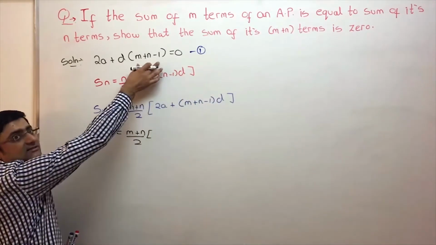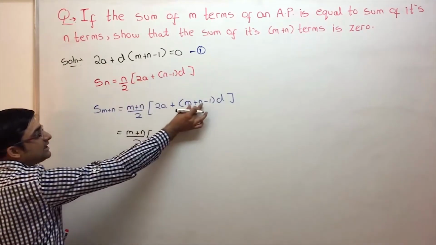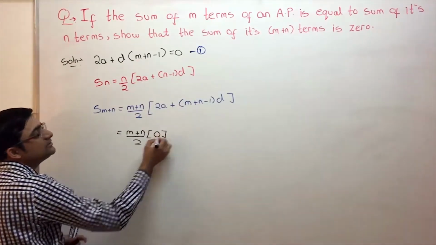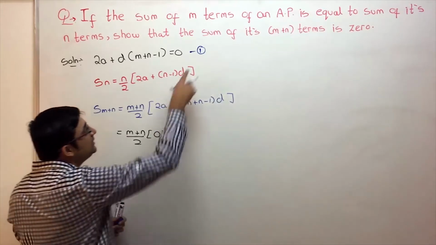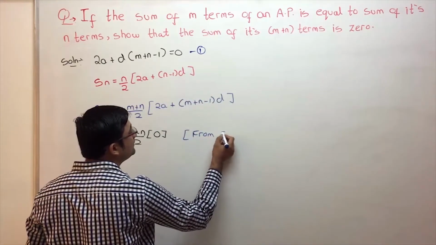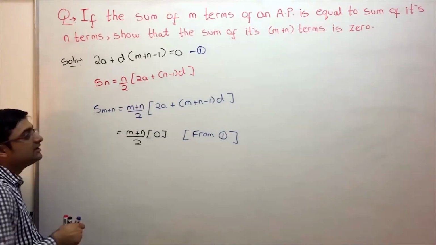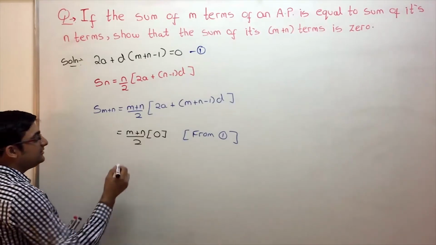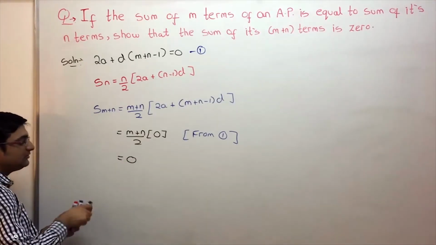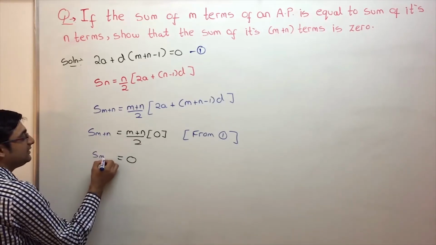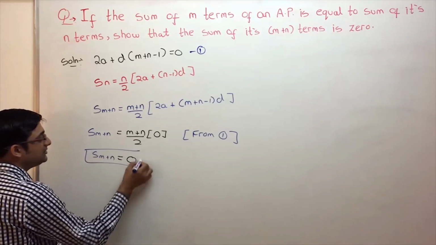This is the same thing as this. See, 2a plus m plus n minus 1 into d. So what is this value over here? This value is 0. Is this clear? Why? Call this 1, so I'll mention in bracket from 1. So this is where we use this result. I repeat, this result and this result is exactly the same. So this result is 0. Anything multiplied by 0 is 0. So basically we have just shown that S of m plus n is equal to 0. So hence proved.